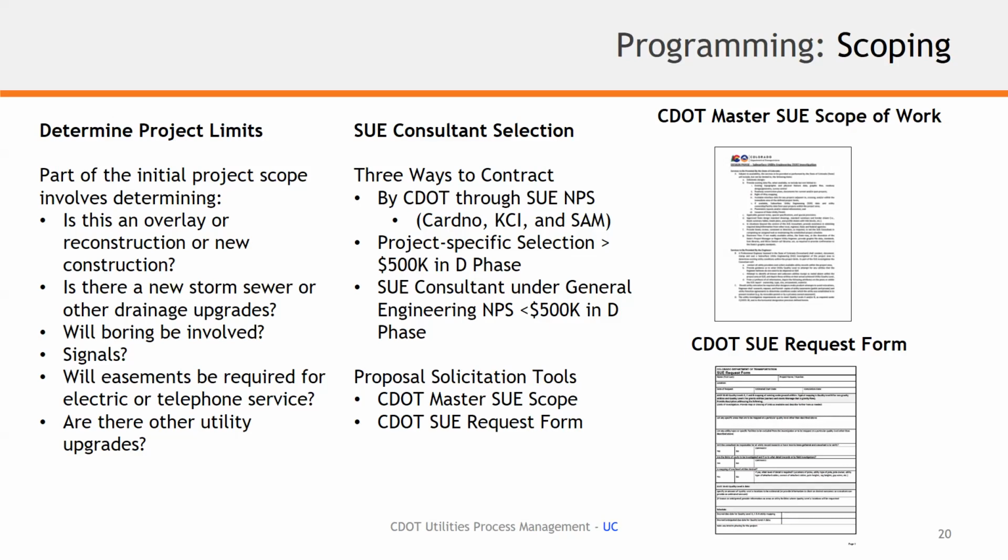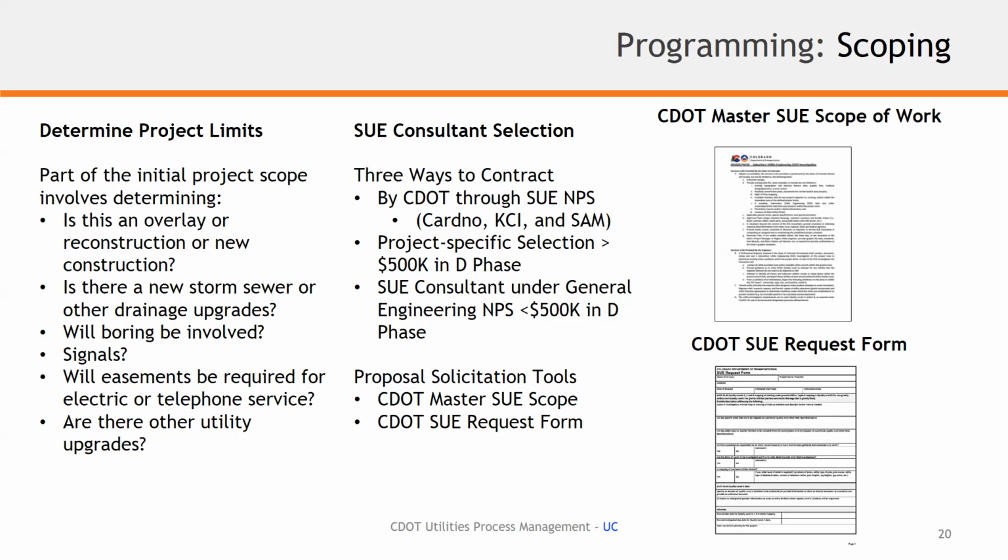And then when you look at the SUE consultant selection side, there's several ways to procure SUE services. CDOT has SUE NPS contracts out there right now. There's 3 of them. Cardinal, which is now T2 Engineering, is a contract we have in place for statewide support. Also, KCI Technologies is a company that's under SUE NPS, and Surveying and Mapping, or SAM, is also available under NPS for anybody needing SUE services on a project.